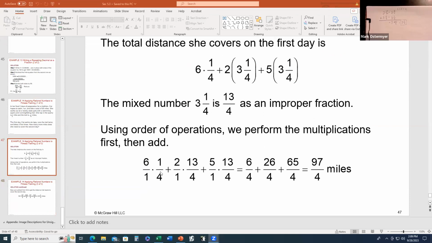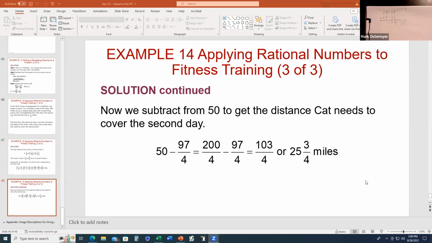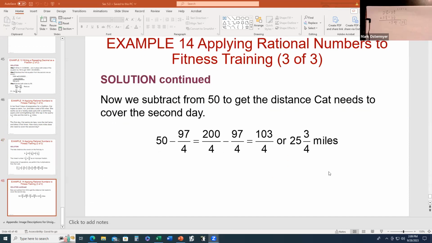And what's 6/1 times 1/4 plus 2/1 times 13/4 plus 5 times 13/4? Ladies and gentlemen, what's 6/1 times 1/4? 6/4. What's 2 times 13/4? 26/4. What's 5 times 13/4? 65/4. At least we have a common denominator. We add the numerators together and we get 97/4. During day one, she covered 97/4 miles. That's about as clear as mud in my mind. We might want to convert this back into a mixed number so we can appreciate the distance covered during the first day. All right, that's 97/4 miles.